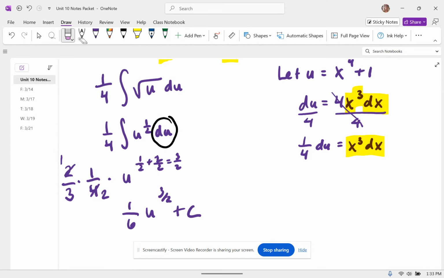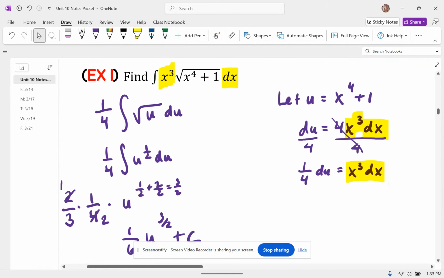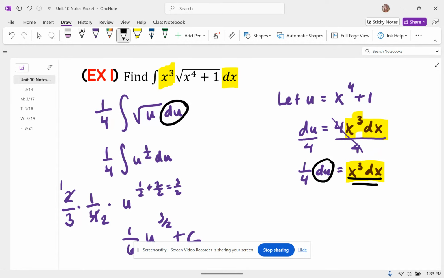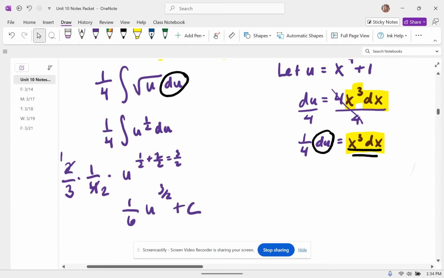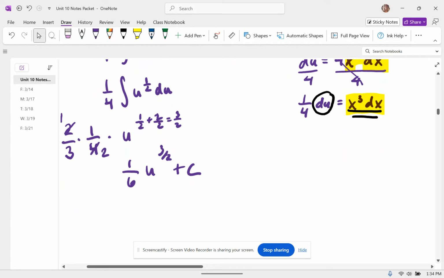You said 1/4 x cubed dx. So when we rewrote a du in there, what was du really? This du is x to the third dx. You don't have to write x to the third dx, because then how is the u making anything really easier, right? Good question. It just disappears.